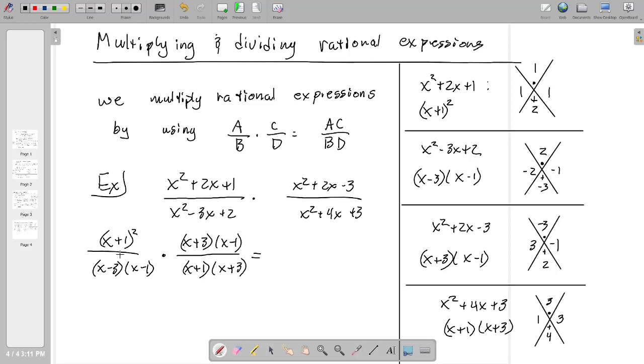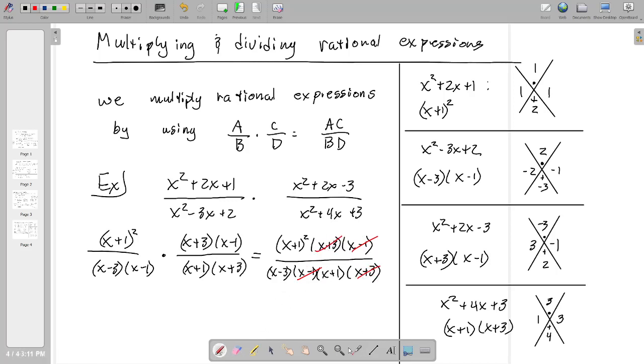But I'm going to go ahead and multiply first and say x plus 1 squared times x plus 3 times x minus 1, all divided by our denominator, which will be x minus 2, x minus 1, x plus 1, and x plus 3. Now we can cancel whatever is common on top and bottom. So we have an x minus 1 that's common top and bottom, so let's cancel those. We have an x plus 3 that's common top and bottom, so we can cancel those.